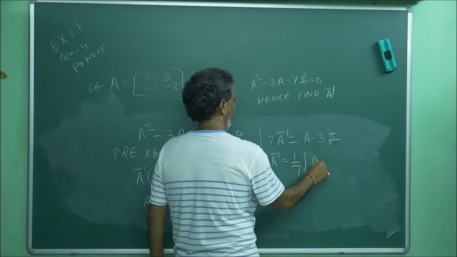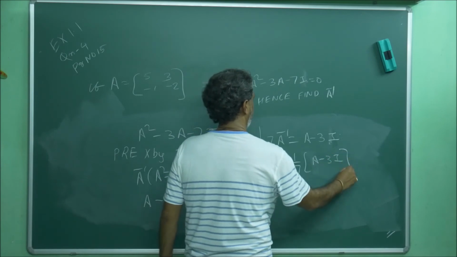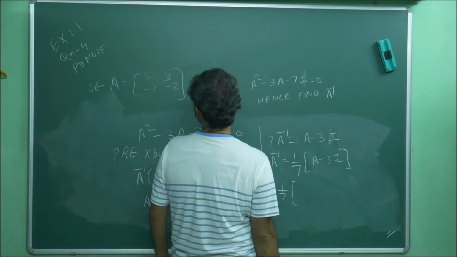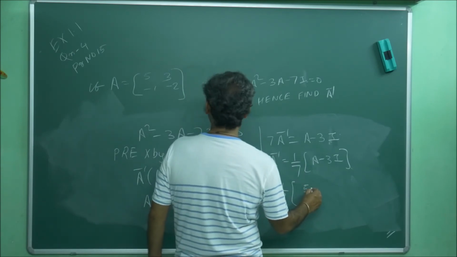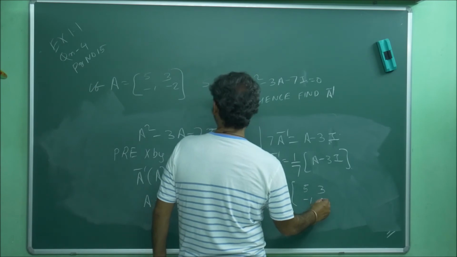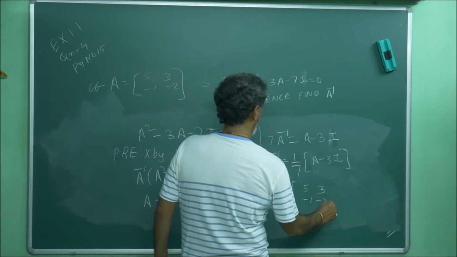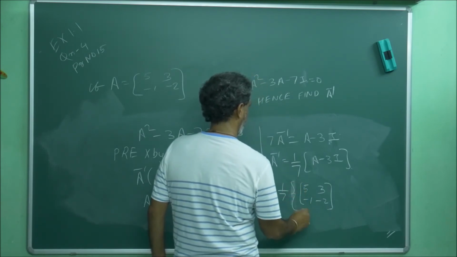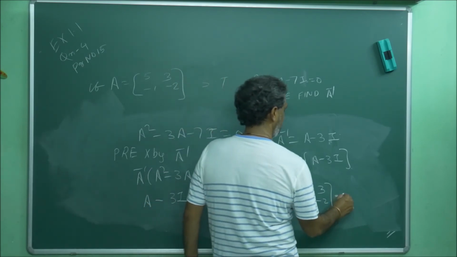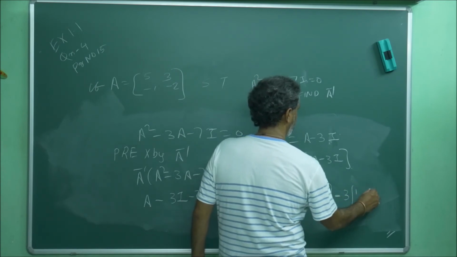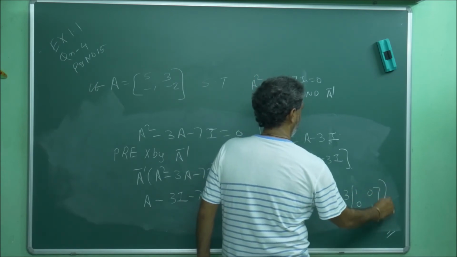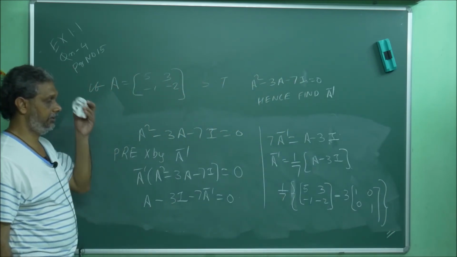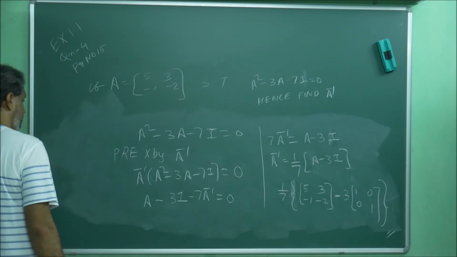Okay. Now A inverse is equal to what? 1 by 7 (A minus 3I). 1 by 7 is common. Who is A here? 5, 3, minus 1, minus 2, minus 3I. 3I is what? 1, 0, 0, 1. The whole thing multiplied by 1 by 7. Getting or not? Now we can simplify, see what you will get.